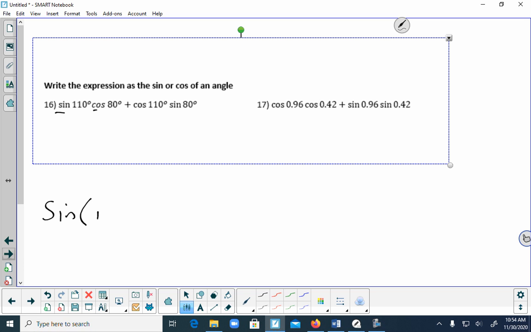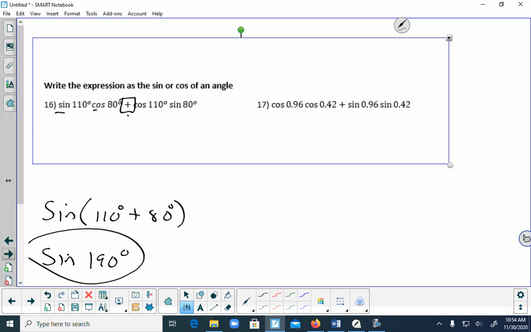My two angles are 110 and 80 degrees. I just have to decide whether I'm adding them or subtracting them. When I look at my identity sheet, when I have the plus sign here, there's a plus sign here for sine. So this will end up being the sine of 190 degrees. I just add 110 plus 80. And that's it. I don't have to do anything else. It's just asking me to write it as an expression of sine or cosine. So this is my final answer.